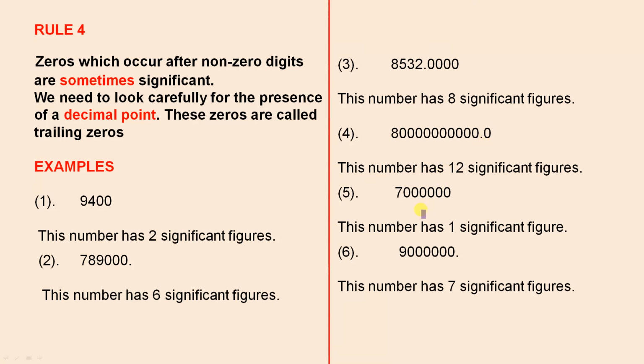This is an interesting one. You would think we'd have a lot of significant figures here, but we don't. We only have one. All these zeros occur after the 7. There's no decimal point, so it's one significant figure. And look at the difference a decimal point makes. Because you have a decimal point here, we have 1, 2, 3, 4, 5, 6, 7.